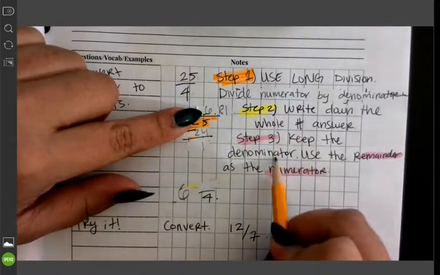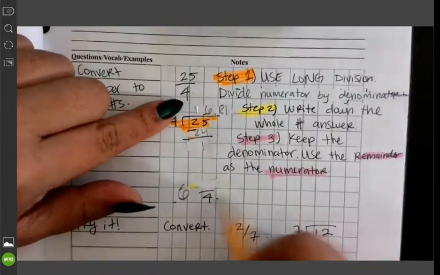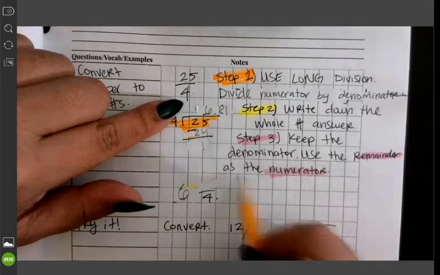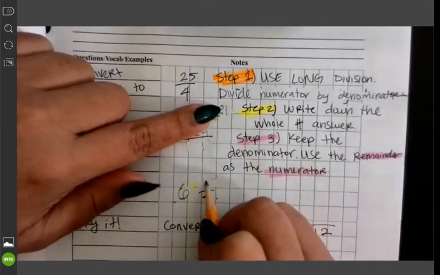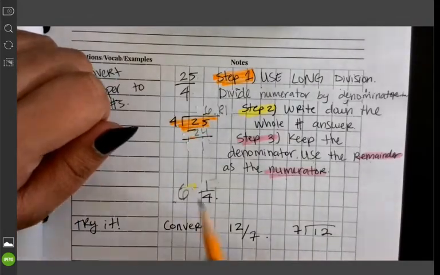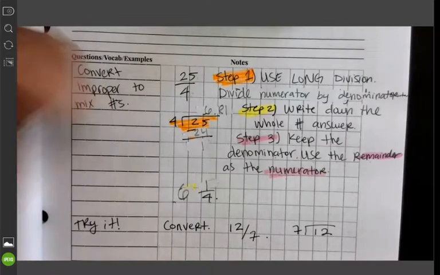Keep the denominator. So our denominator was 4, so I'm going to keep my denominator. Use the remainder as the numerator. So my remainder is 1. So this is 6 1/4. Okay.